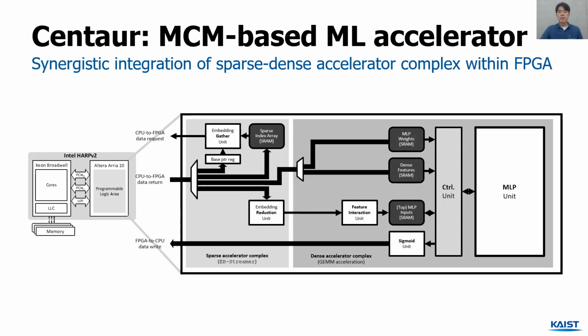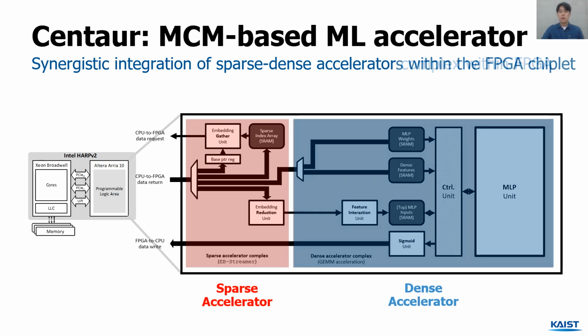Utilizing such capability, we implement the heterogeneous sparse-dense accelerator inside the FPGA reconfigurable logic, where the sparse accelerator complex directly gathers embedding vectors and reduces them over the cache-coherent CPU-to-FPGA link, the result of which is forwarded to the backend dense accelerator complex in a seamless fashion. Let's now go through some of the low-level operations conducted in each of these accelerator complexes.